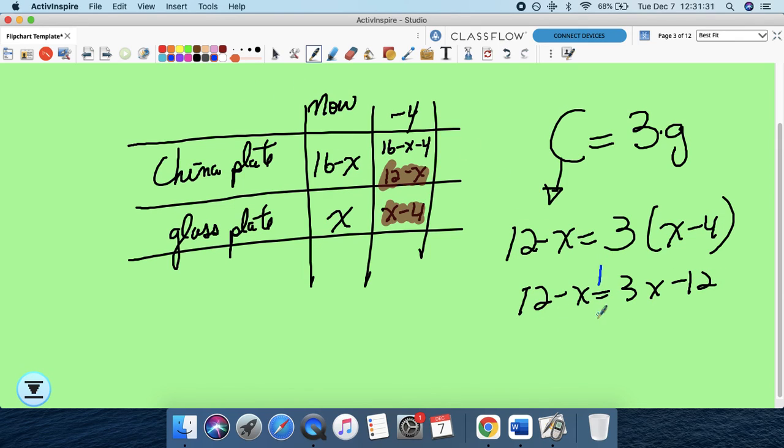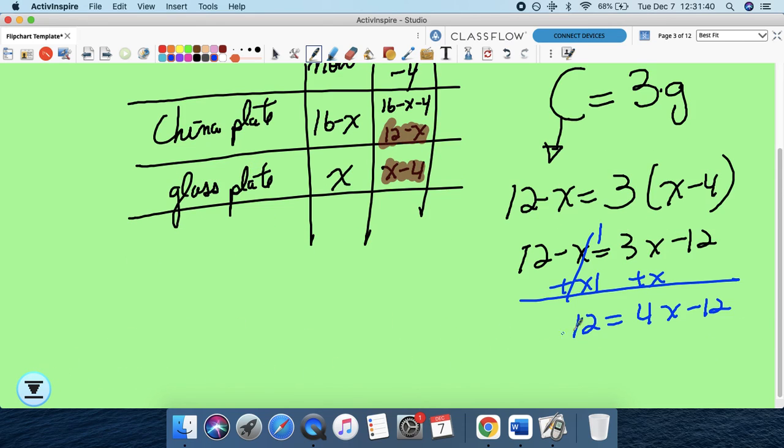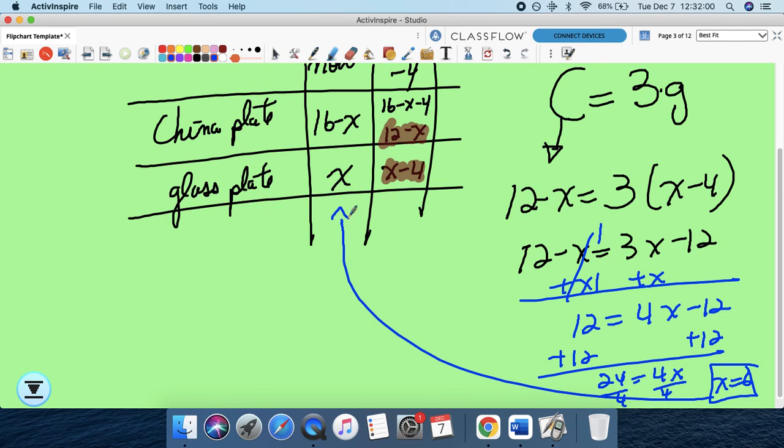Get rid of the variable, the smaller one. Plus x, these two go away. 12 equals 4x minus 12. Add 12 to both sides, and you get 4x equals 24. Divide both sides by 4. x equals 6. So, that's how old the glass plate is. x equals 6, which means the China plate is 16 minus 6, which gives us 10.